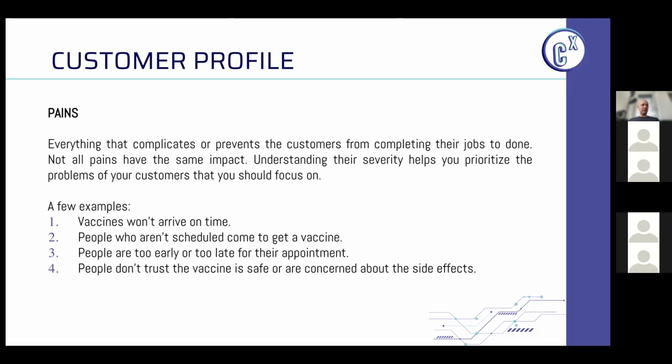An example of pains of this vaccination center could be that vaccines won't arrive on time. For example, you will have people scheduled, but the vaccines are not there. What are you going to do? Or how to make sure that they come on time? Or that too many people come at the same time, and therefore they will have to wait in long lines. Potentially, people do not trust the vaccine, that it's safe, or maybe are concerned about the side effects, and that's slowing down vaccination because they ask more questions and vaccination takes slower.